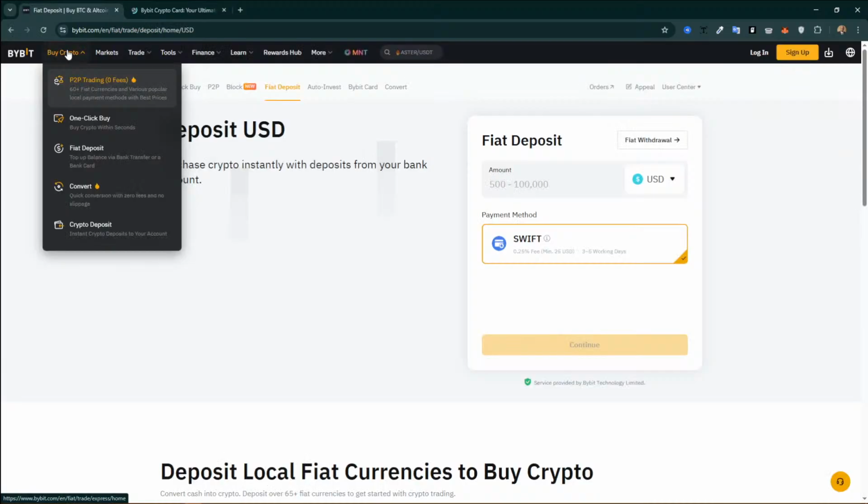All right. So we have looked at fiat deposit. We have looked at the P2P crypto deposit. There is the convert, basically like a calculator, but it also helps you convert currencies. For example, you have Bitcoin and you want Ethereum, you can use this convert. And then we have lastly the one click buy.